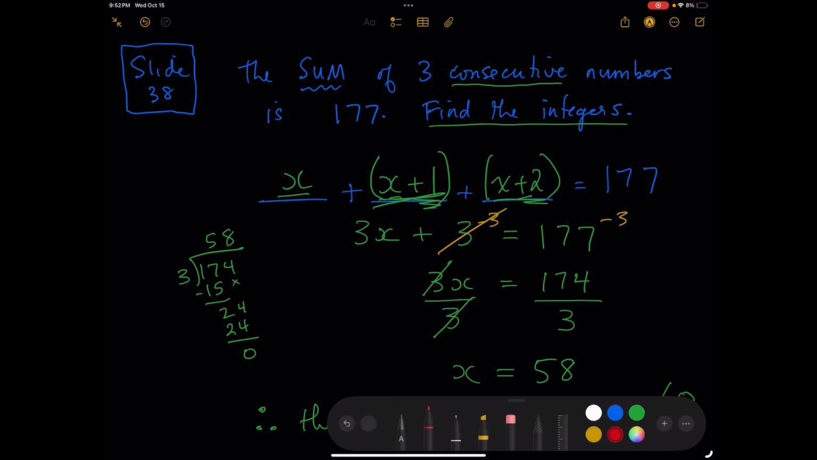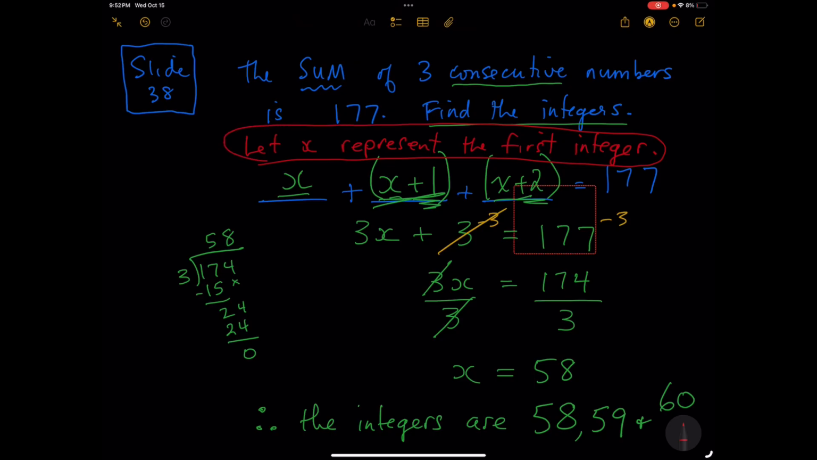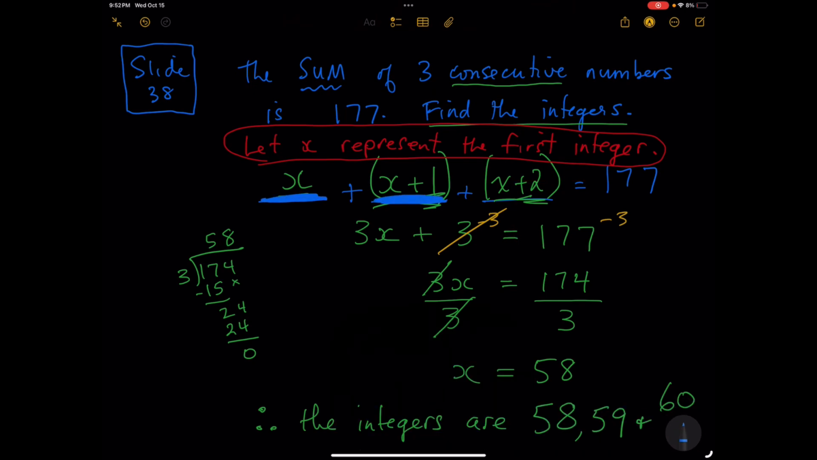Oftentimes, in a test setting, you would often say, let x represent the first integer or number. Okay, I'm putting that in at the end. I think on a test we want to see that, but when we're just solving things, sometimes a little diagram, and what I did was I wrote down x plus 1 plus, like I wrote it down in this way.